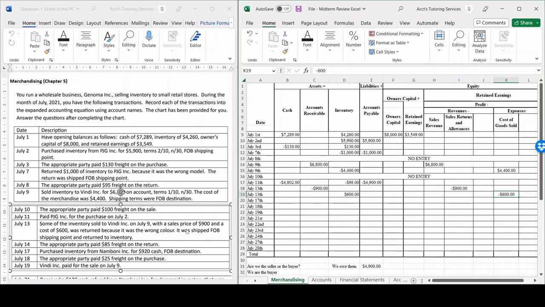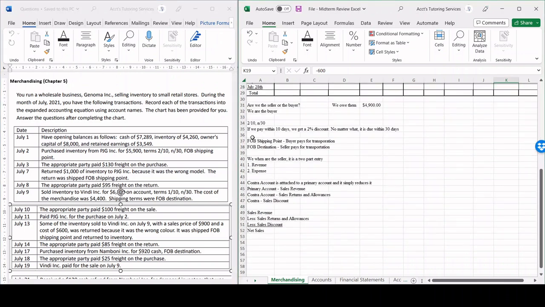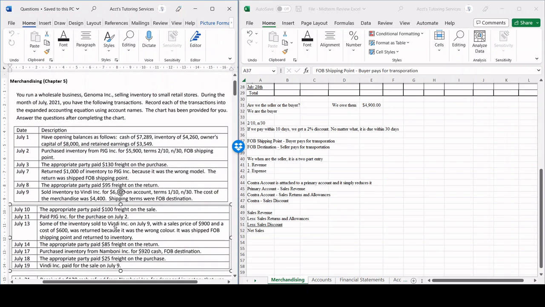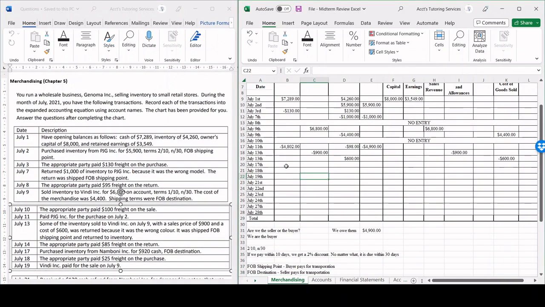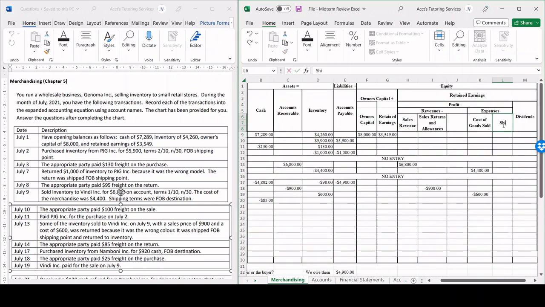Now we have FOB shipping point. Once again, ignore this stuff over here. Think about this logically now. Since we made the mistake by shipping the wrong color, it only makes sense for us to pay for transportation. So on July 14th, the appropriate party paid $85 freight on the return. So in this case, we paid $85. Cash is going to be reduced by negative $85. And now we're going to set up a new account called shipping expense.